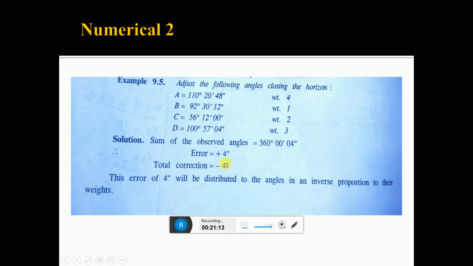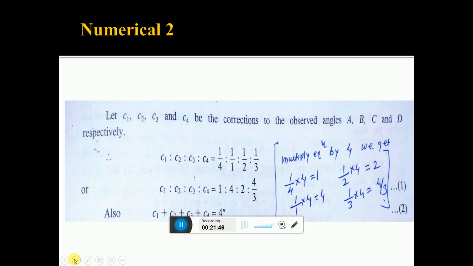So, this total error of 4 seconds is to be distributed amongst A, B, C and D in proportion to their weights, according to the rules for distribution of the error in field measurements when the weights of the observations are given. So, the error of 4 seconds will be distributed to the angles in inverse proportion to their weights. That means the correction to be applied to an observation is inversely proportional to the weight of the observation.